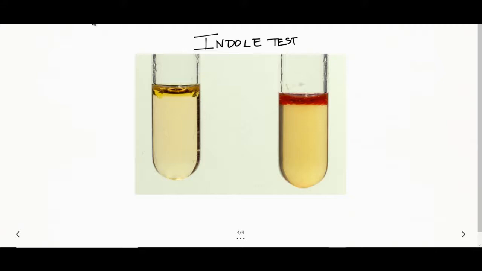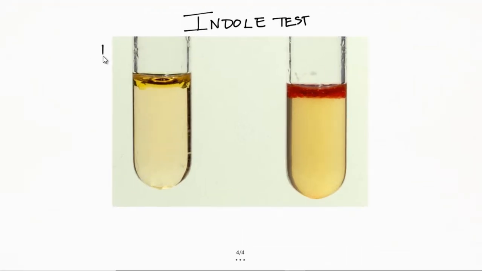Indole test. For this we use a medium known as tryptophan broth. This is a liquid culture medium which contains mainly tryptophan. You can also use peptone water which has tryptophan in it. Now we will inoculate our bacterial suspension into this medium and then we will incubate it.